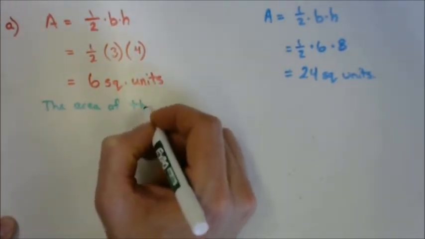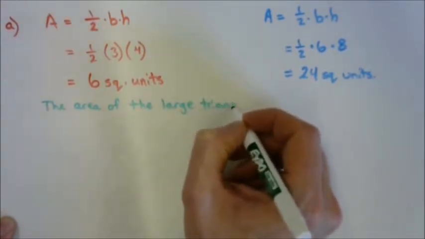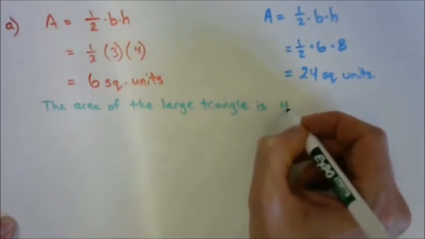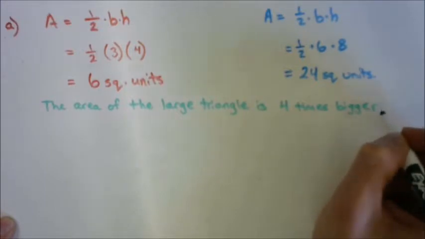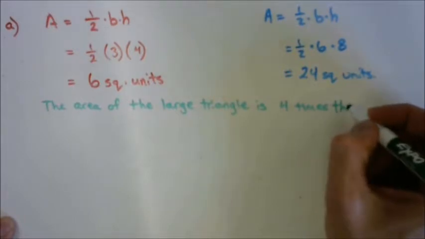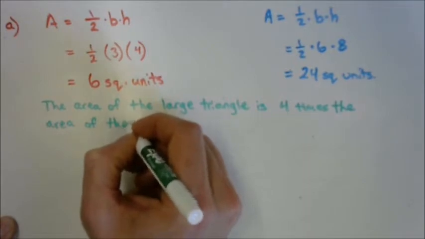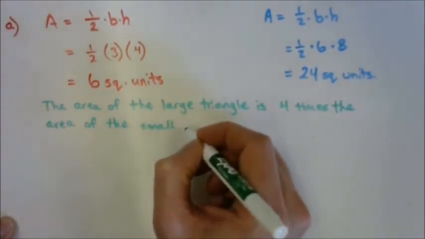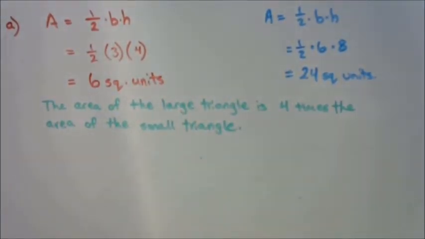The area of the large triangle is 4 times bigger, or 4 times the area of the small triangle. So our scale factor is 2, but the factor that gets the area from the small triangle to the large triangle is 4.